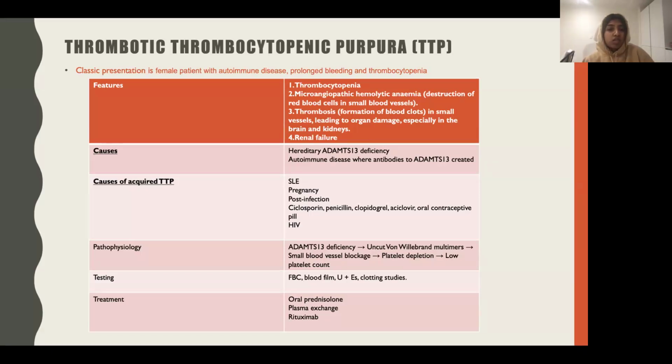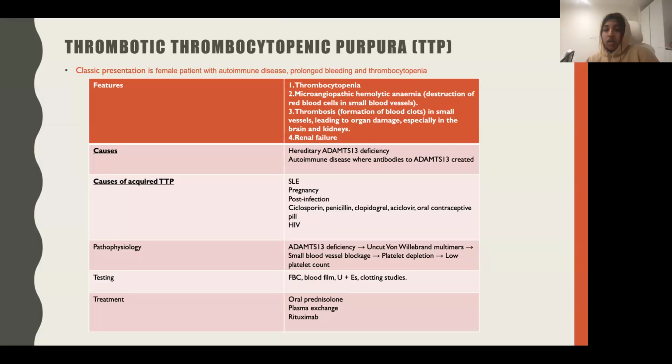The cause is an autoimmune disease, where you have antibodies to ADAMTS13, causing deficiency. You can get acquired TTP, such as in SLE, in pregnancy, post-infection, if you're on the pill, or if you're on certain medication, such as cyclosporin, penicillin, clopidogrel, acyclovir, the oral contraceptive pill, and then HIV. So look out for those things in the stem as well.